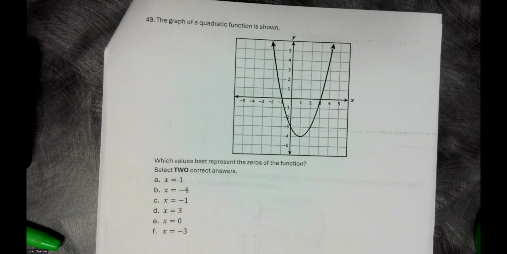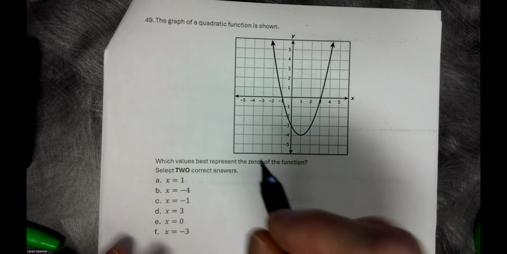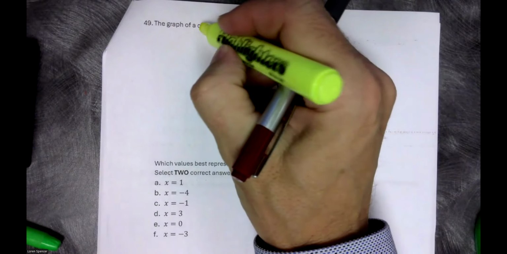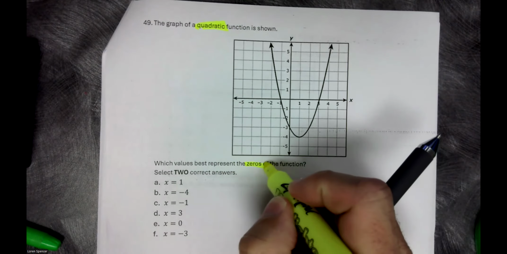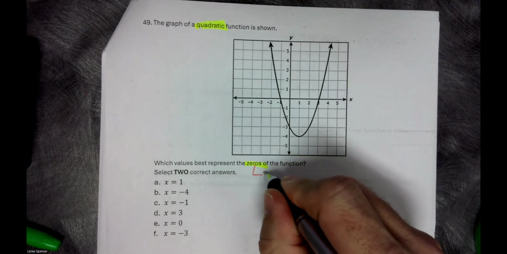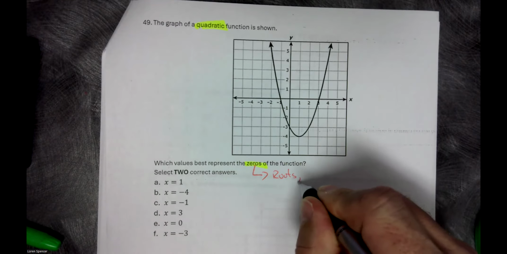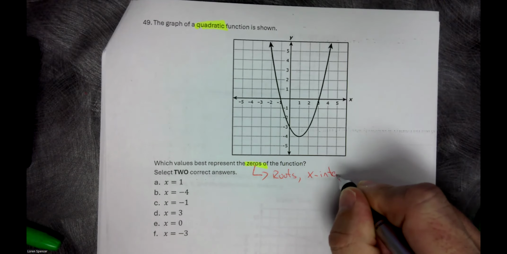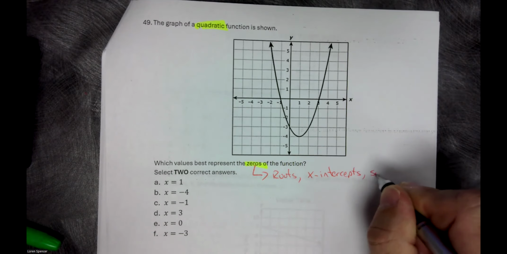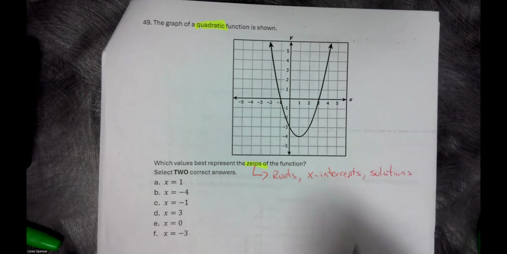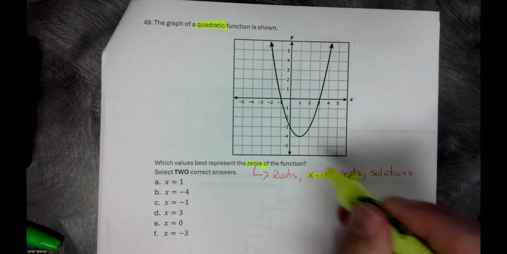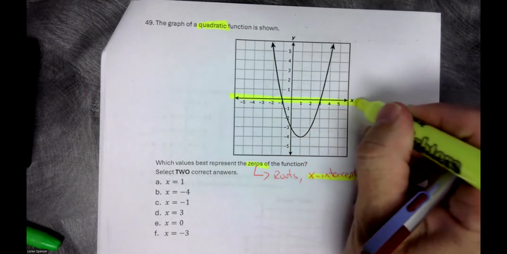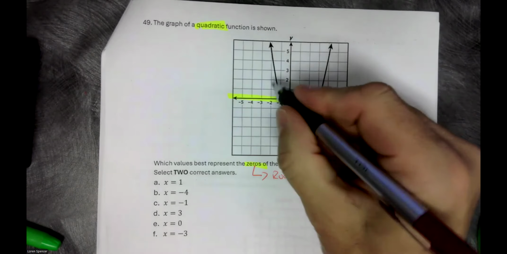Which two represent the zeros of the function? So, first off, they say quadratic. That's important. And then they say zeros. When they ask for the zeros, they're asking for the roots, or they could have asked for the x-intercepts, or they could have asked for the solutions. And I think one of the key things is the word x-intercept. Where does it cross the x-axis? So I draw a line on the x-axis because they all mean the same thing, which is right here.